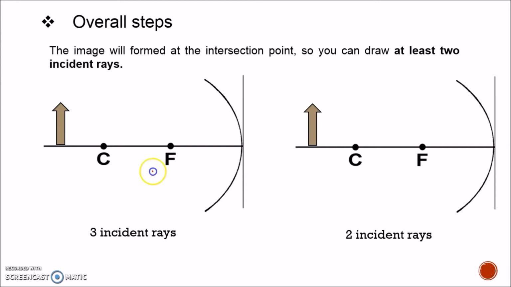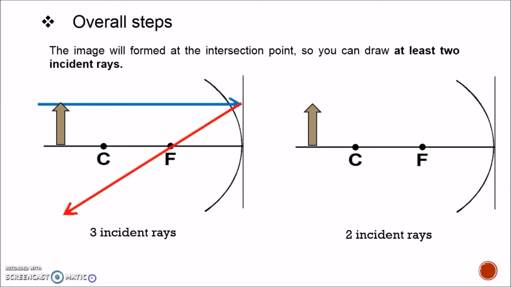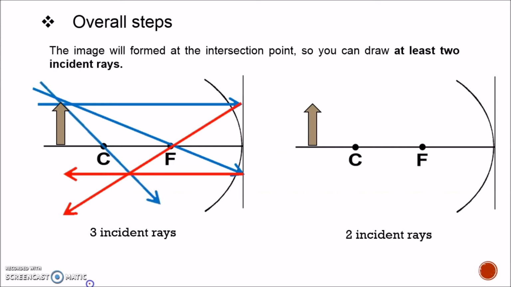Now let's look at the overall steps. If you want to do all the 3 steps, thus we will have step 1, incident ray will parallel to the principal axis and reflected ray will pass through the point F. Second step, incident ray will pass through point F and the reflected ray will parallel to the principal axis. And the third step, incident ray will pass through point C and the reflected ray will also pass through point C but at different direction. From this ray diagram, we can see that there are intersection of reflected ray here, thus the image will form here.